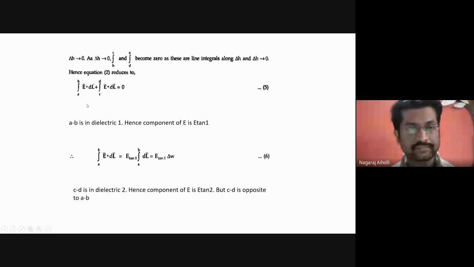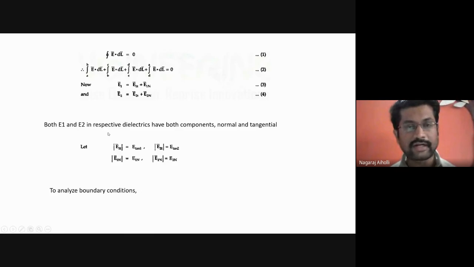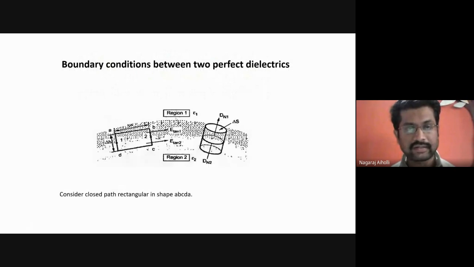Now A to B is in dielectric 1. What will be its component of electric field intensity in dielectric 1? Component of E in region 1, what will it be? It has no normal component. It is lying along the boundary surface. So now we are analyzing for the tangential component, so it is E tan 1. Correct? E tan 1 will be the component of E1 in the region 1. Write it.